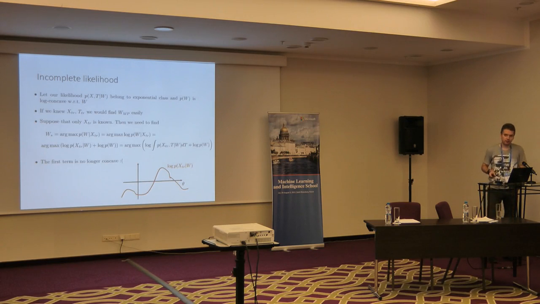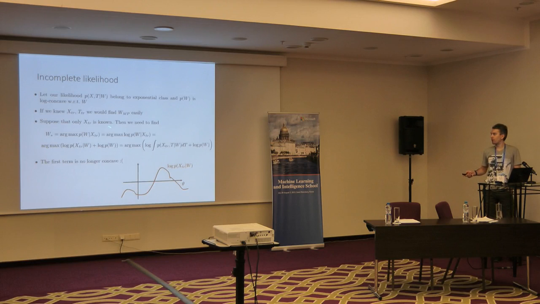Now let us consider a bit more difficult problem, when during the training stage some of the variables are not known to us. Let us assume that our likelihood p of x, t given w belongs to an exponential class, and our prior is a log concave function with respect to w. For example, as a prior distribution, we may use a Gaussian distribution that is log concave. Given the complete training set, so if we knew x train and t train, then we could estimate w easily, because this function is log concave with respect to w since it belongs to the exponential class, and p of w is log concave by our assumption.